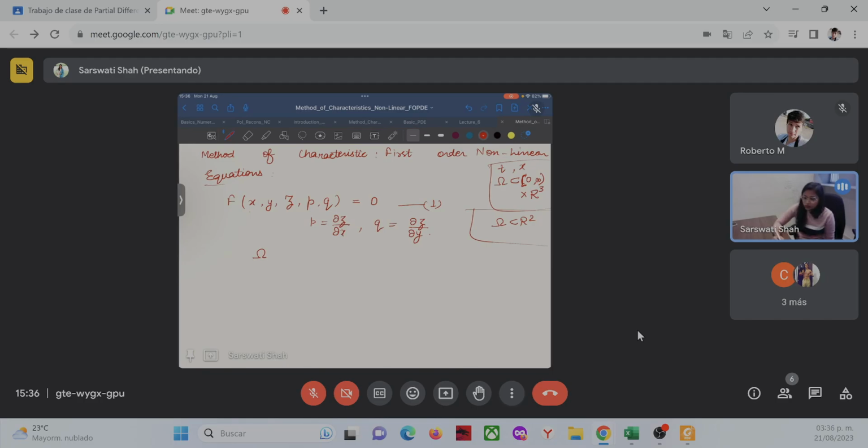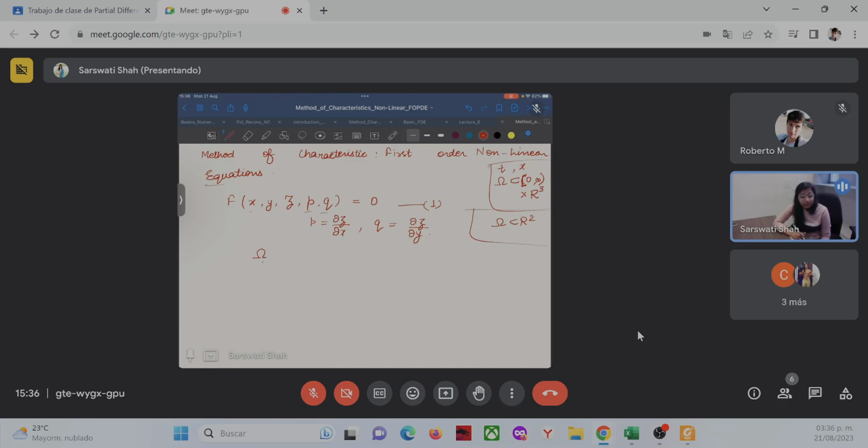So in the domain omega, this domain omega is defined in such a way that x, y and z belong to it, and also the first order partial derivatives belong to omega. It means we are assuming that the solution is continuous.